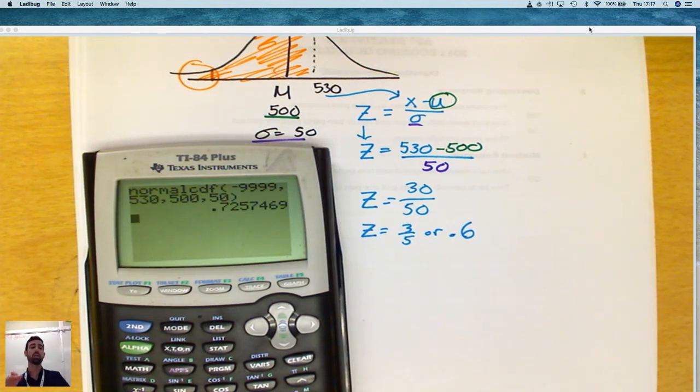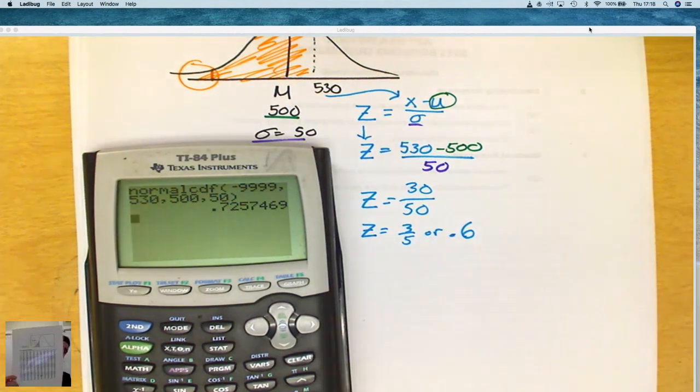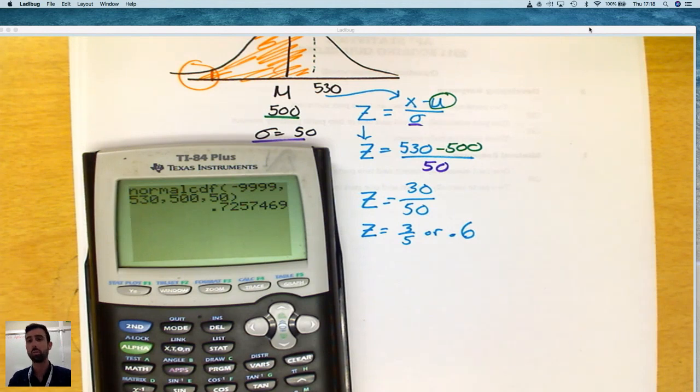We get exactly what we got on the chart, and we saved a lot of time rather than looking at this chart. The chart's good. It gives you a visual, but I prefer the calculator, and on the AP exam, you're going to want to save as much time as you can so you can go back and review some of those problems that maybe you were stuck on.